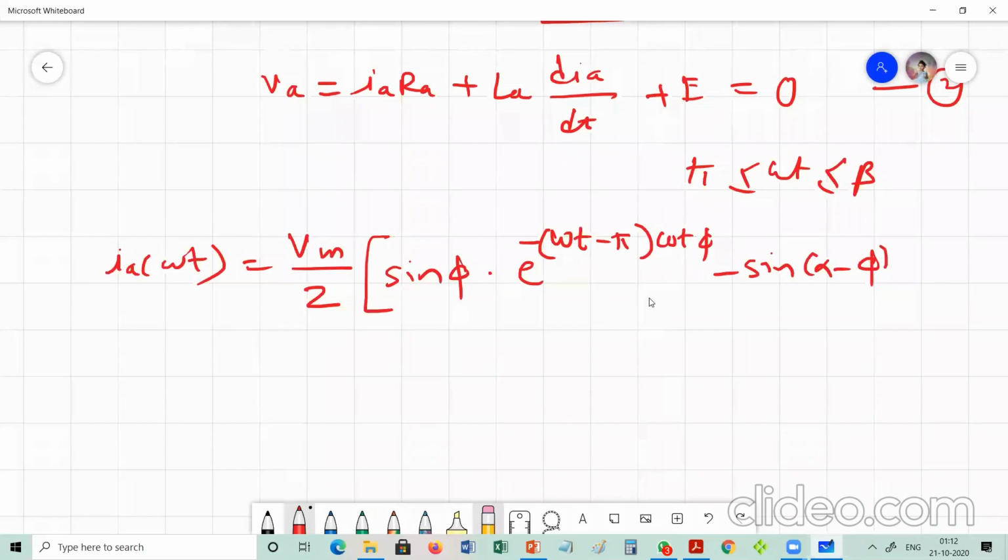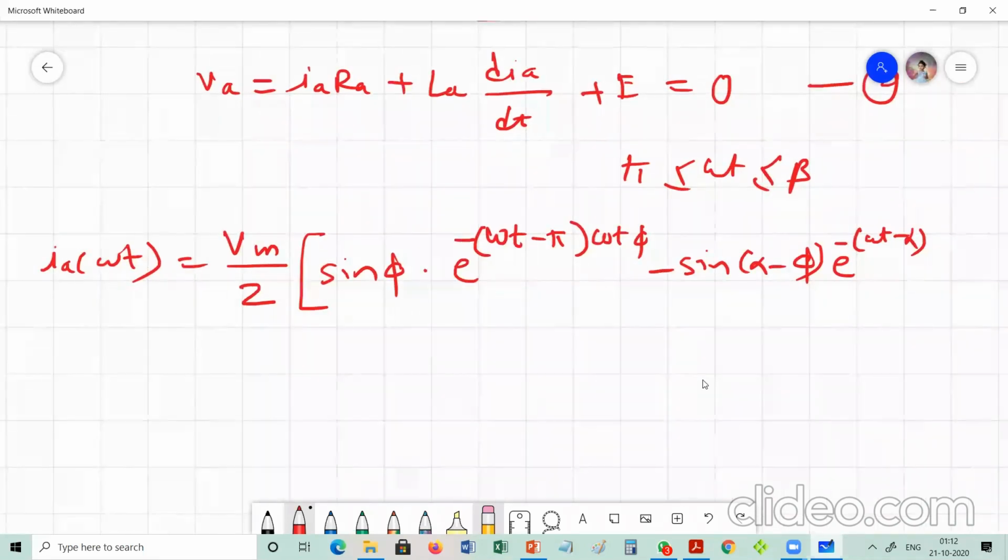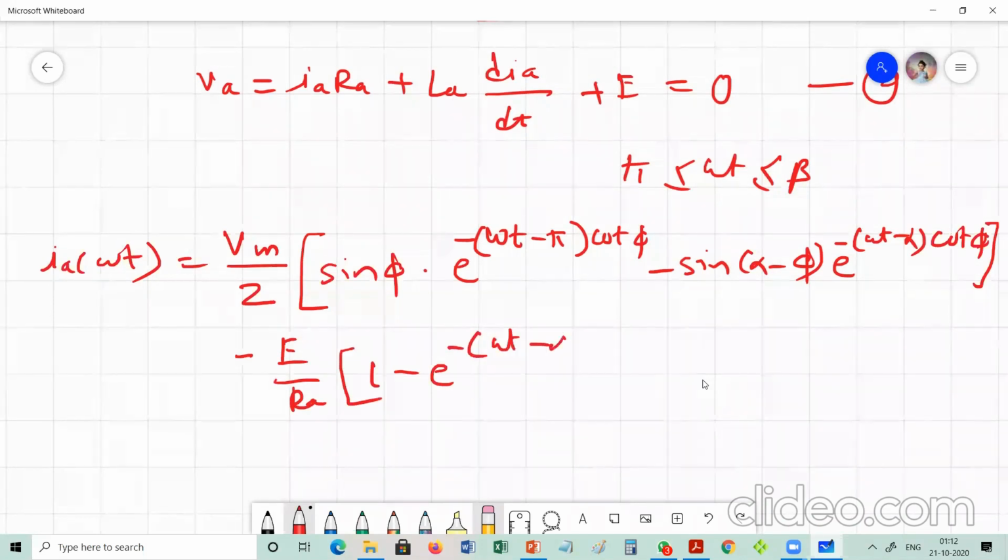Okay, the process is the same. I am directly taking the equation from the book: into e raised to minus omega t minus alpha into cot phi. On paper you just have to write down the voltage equations, no need to write down these current equations. Minus E by RA into 1 minus e raised to minus omega t minus alpha into cot phi.